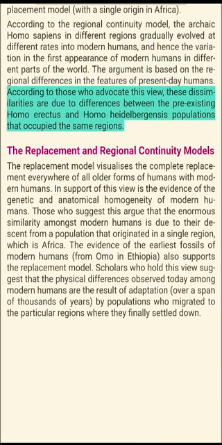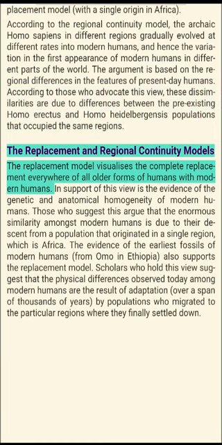The argument is based on the regional differences in the features of present-day humans. According to those who advocate this view, these dissimilarities are due to differences between the pre-existing Homo erectus and Homo heidelbergensis populations that occupied the same regions.